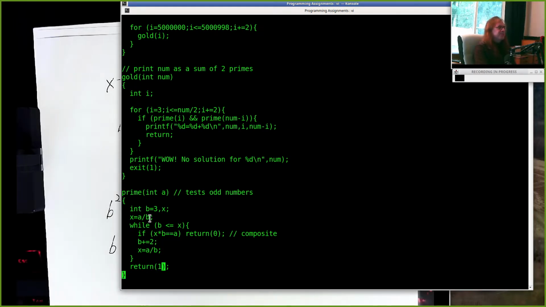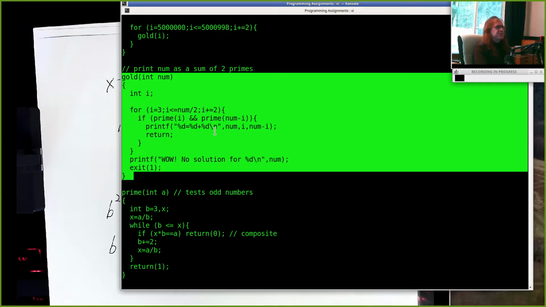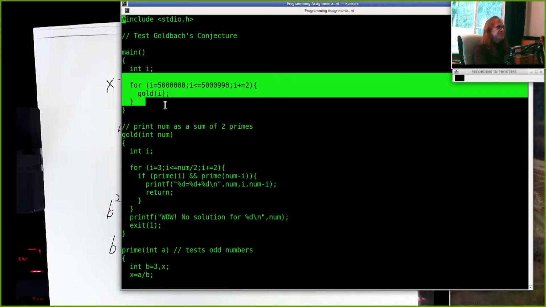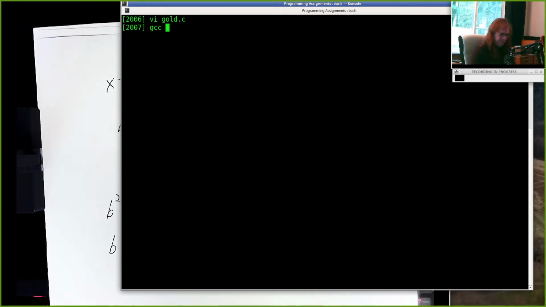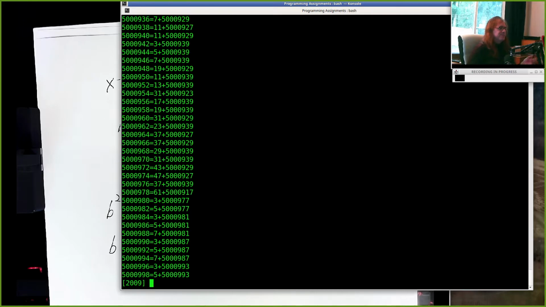So there's a prime number tester. There's a loop that checks Goldbach's conjecture for an even number. And then here's a loop that calls Goldbach's conjecture from my 5 million to 5,998. I way overcomplicated this. That's okay. You probably didn't get a million warnings with your program, but it works.